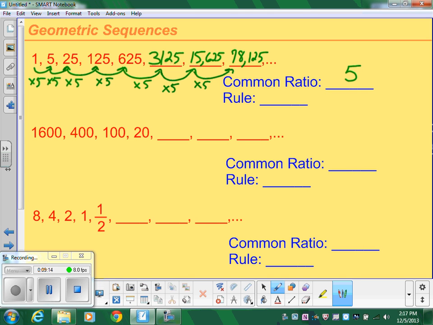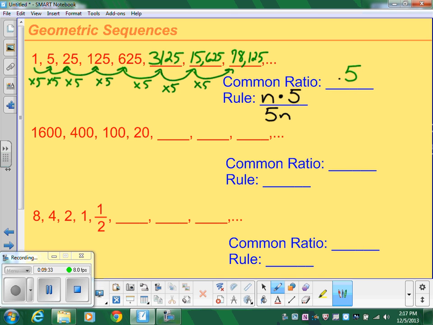Therefore, if we're to create our rule, use our variable that represents the previous term, which is n, multiplied by the common ratio of 5, express it properly, and we have a rule of 5n.